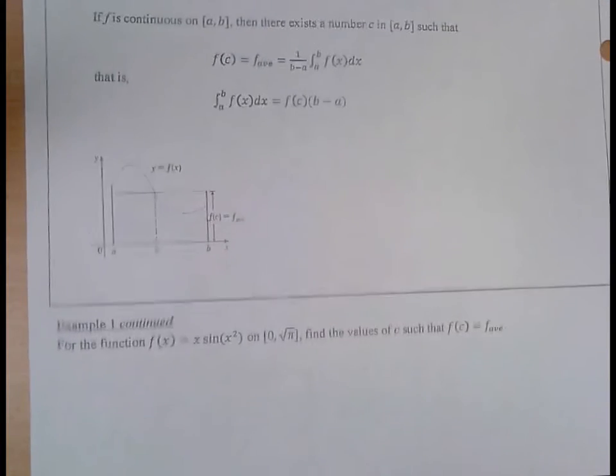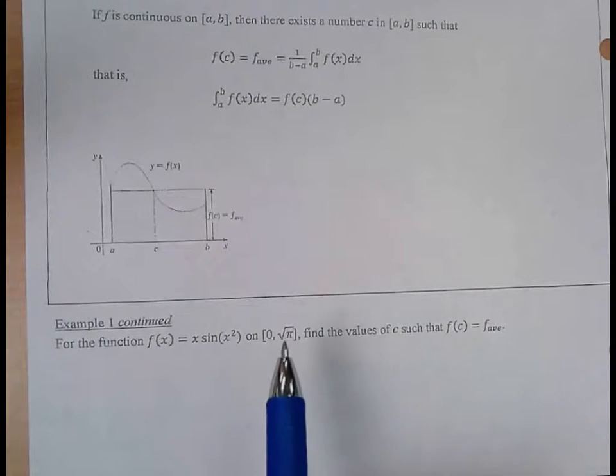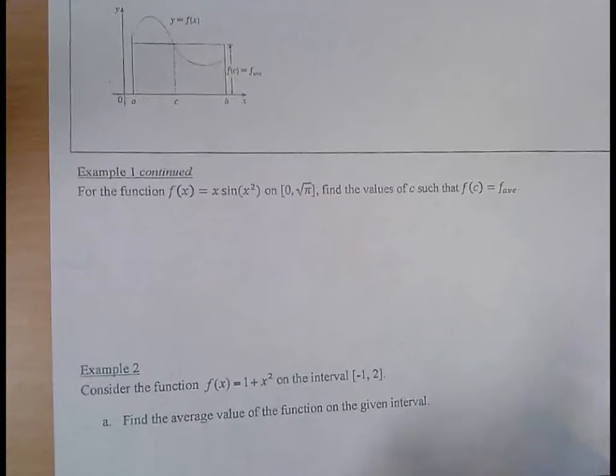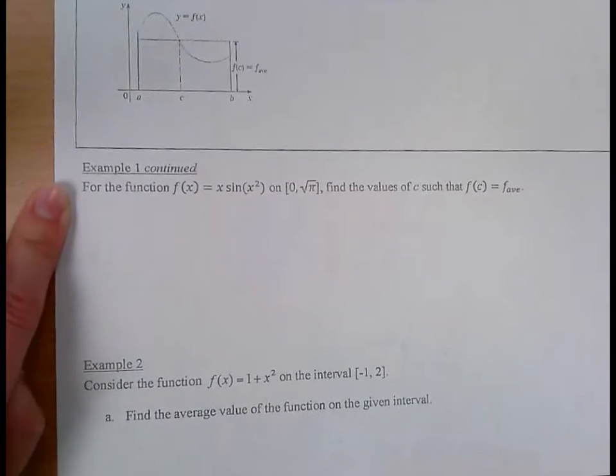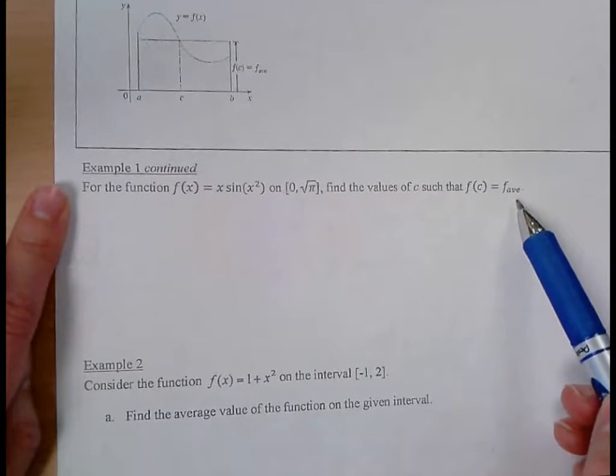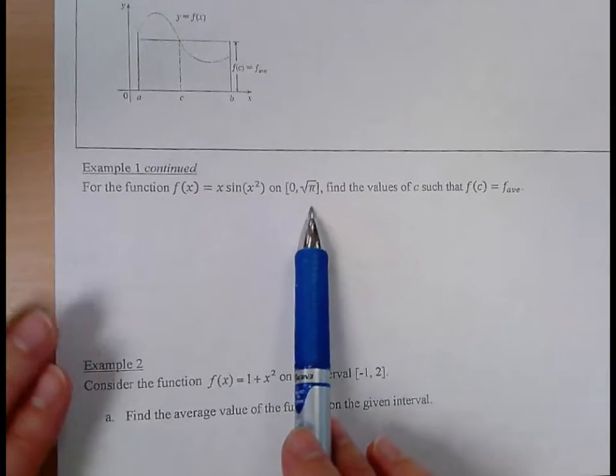So overall, what we're going to practice with the second part is just finding that value. If you needed to find the value that's guaranteed by the mean value theorem for integrals, find the value of c such that f of c equals the average value. And this is from example 1, so we already know the average value is 1 over the square root of pi. Same function, same interval.